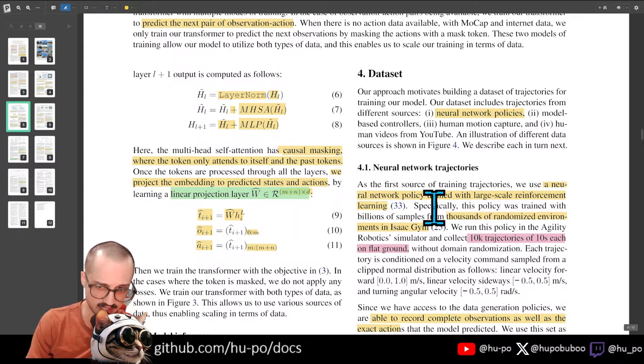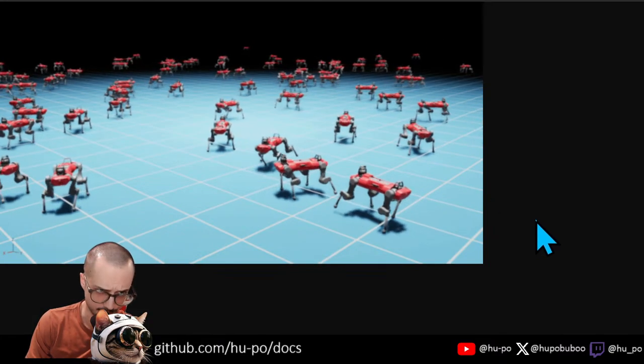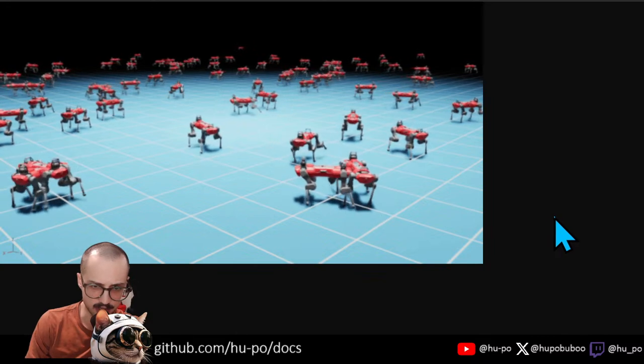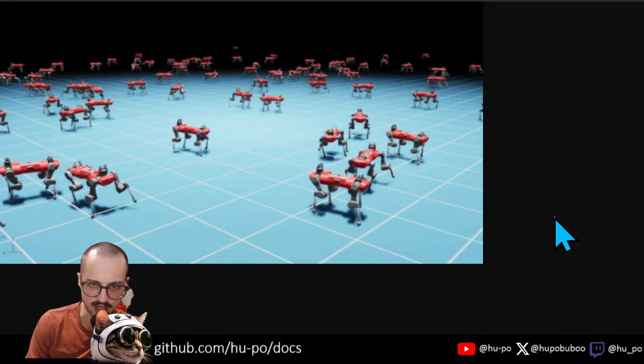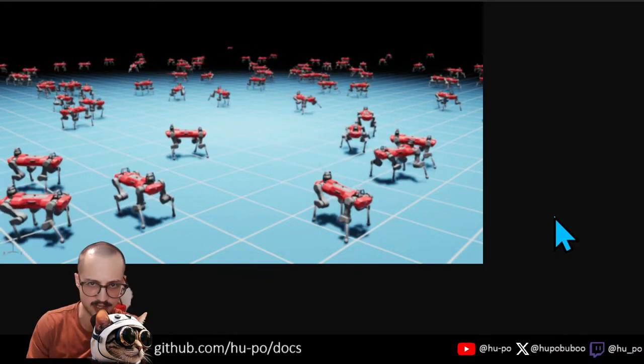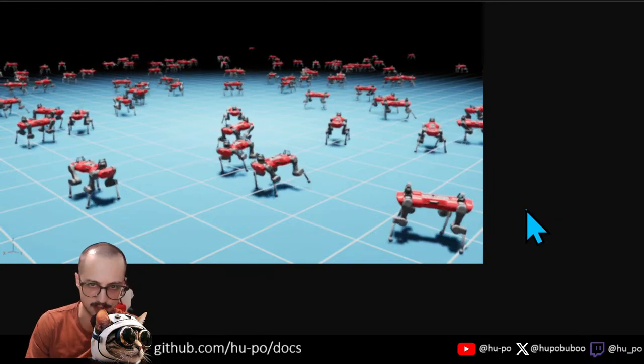Specifically, this policy is trained with billions of samples from thousands of randomized environments in Isaac Gym. Isaac Gym is a simulator, I think created by NVIDIA, where you take simulated robots and have them do things in these simulated worlds.